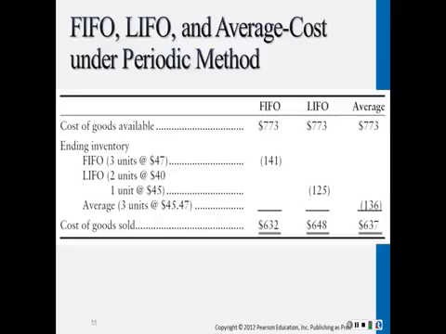Under LIFO, the ending inventory comes from the oldest cost of the period. In this case, the beginning inventory of 2 units that cost $40 per unit plus the first purchase at $45. In the average cost method, we compute a single average cost per unit for the entire period. 773 divided by 17 units equals $45.47. Then we apply this average cost to compute ending inventory and cost of goods sold.